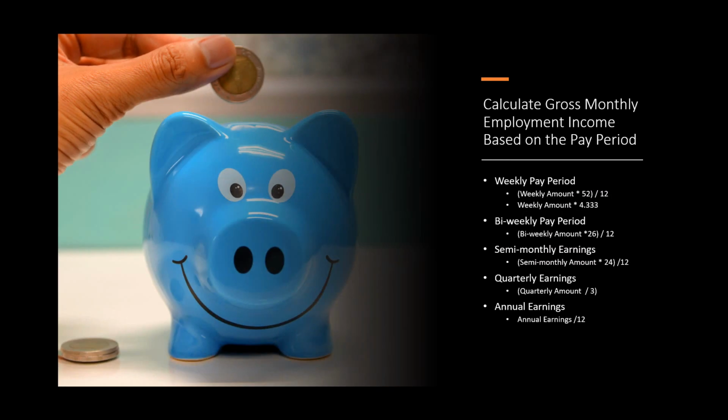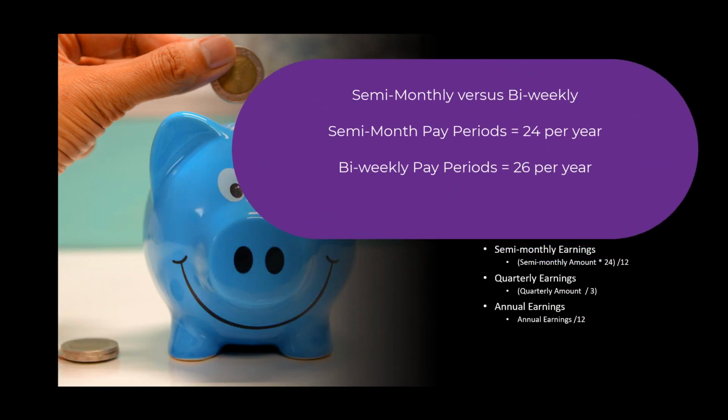Before we roll up our sleeves and sharpen our pencils to do the calculations, we need to address one lingering issue that creates errors all the time. It's not understanding the difference between biweekly and semi-monthly pay periods. Semi-monthly pay periods occur twice a month and biweekly pay periods occur every other week. Why does it matter? While with semi-monthly pay periods there are 24 pay periods in a year, with biweekly pay periods there are 26 pay periods in a year.